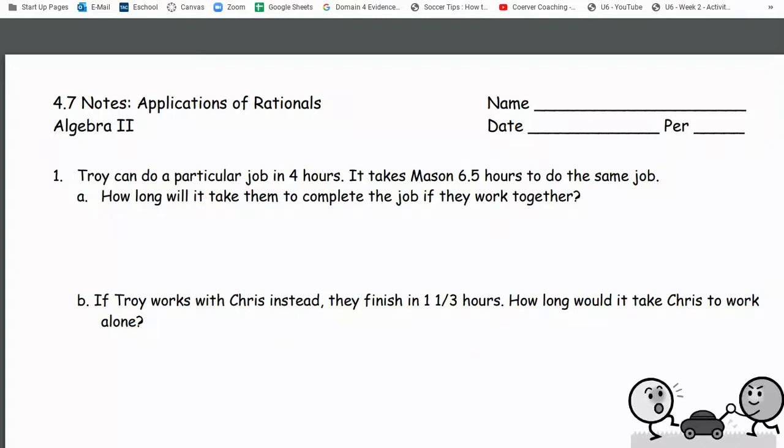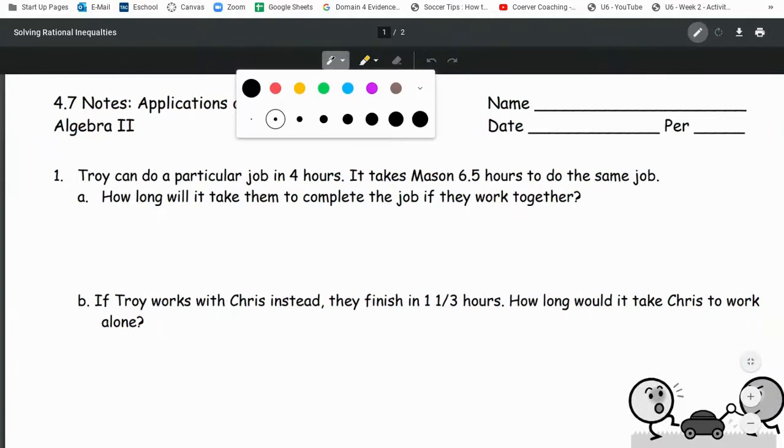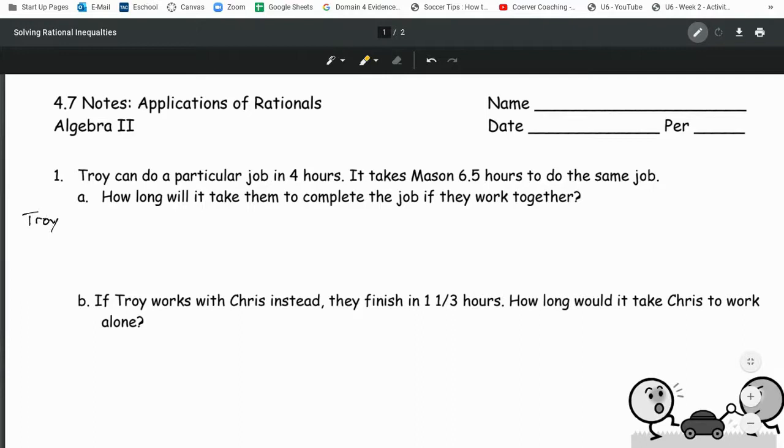Okay, so number one says Troy can do a particular job in 4 hours, and it takes Mason 6.5 hours to do that same job. So there it gives us two pieces of information. I'm going to collect that data and organize it in my own special way. So I know that Troy does one job in 4 hours. So I just create a ratio, right? And then I know that Mason can do that same one job in 6.5 hours.